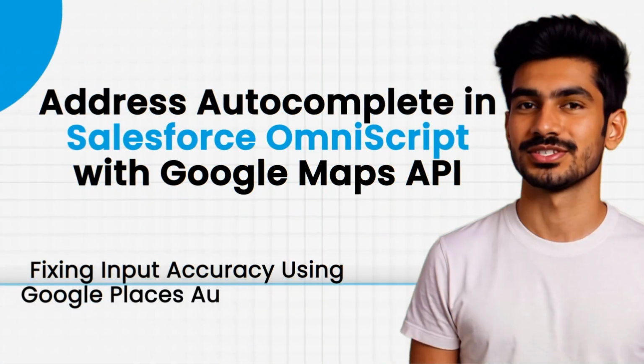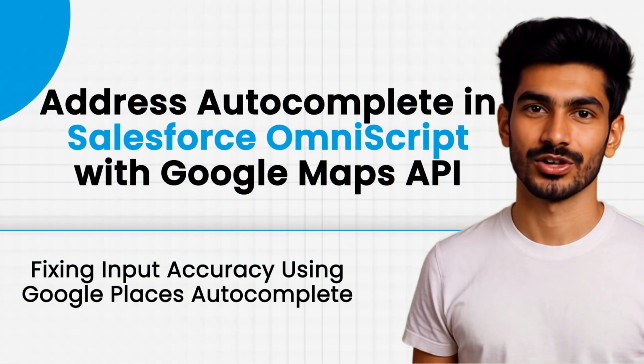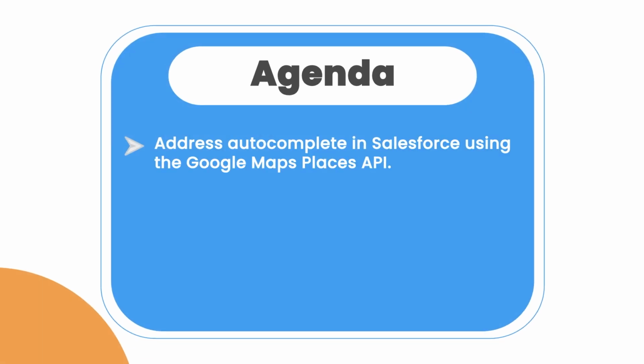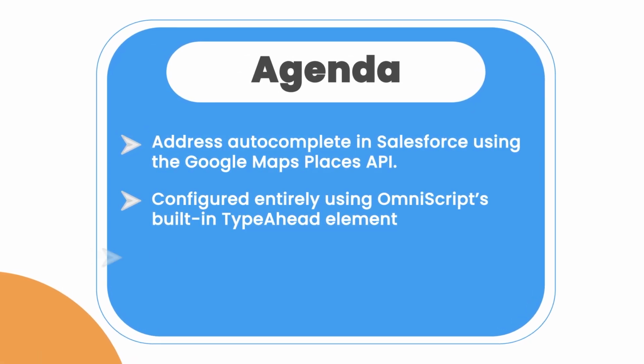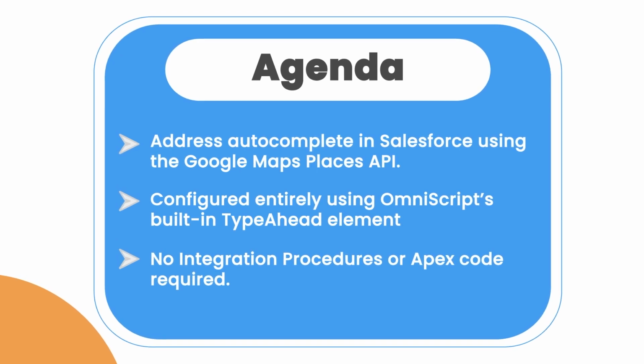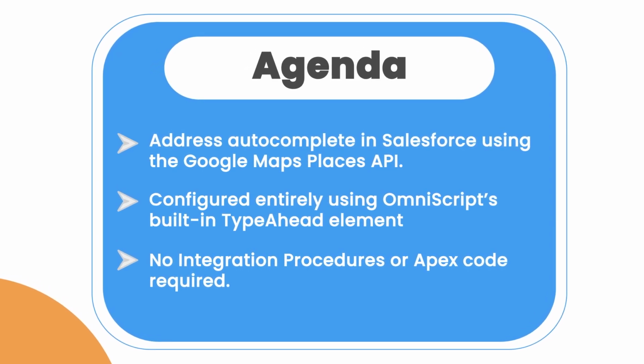Hey everyone, welcome to this video based on configuring address autocomplete in Salesforce OmniScript using the Google Maps Places API. This is configured entirely using OmniScript's built-in type-ahead element and no integration procedures or Apex code is required. So let's jump into it.